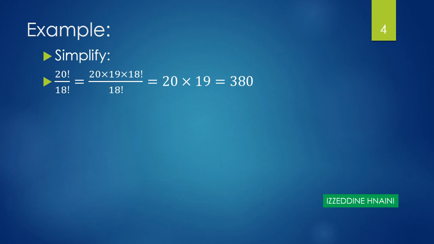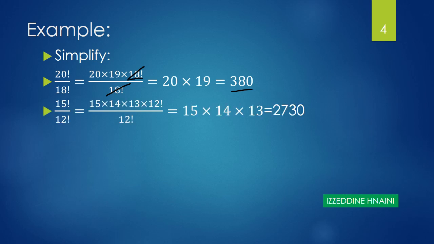Example, simplify 20 factorial over 18 factorial. 20 factorial equals 20 times 19 times 18 times 17, etc., times 1, and as we said before, we can write 20 factorial as 20 times 19 times 18 factorial. Simplifying 18 factorial by 18 factorial, we get 380.